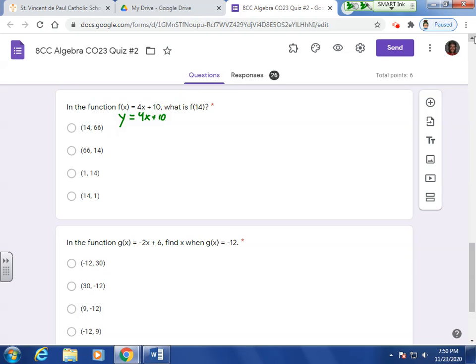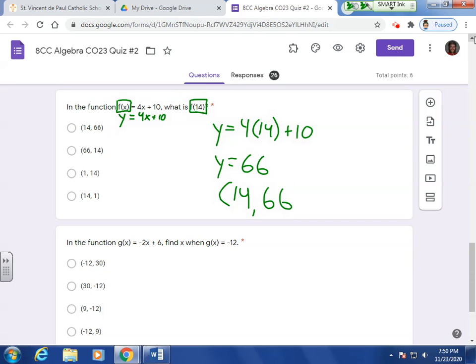Okay, you can kind of think about it as, here's f of x, and even though that equals y, what did we replace? And to get f of 14, we replaced x. I'm giving you x. Okay, so what you would do then is you would take that x, plug it in for x in the equation, and you get y equals 4 times 14 is 56, plus 10 is 66. Okay, and because x was 14 and y was 66, that is the ordered pair. That would be the solution.